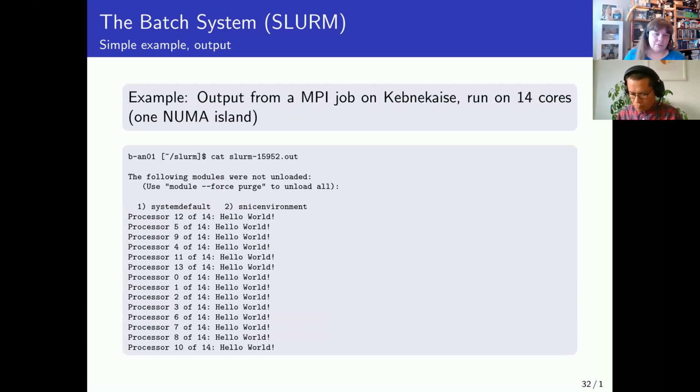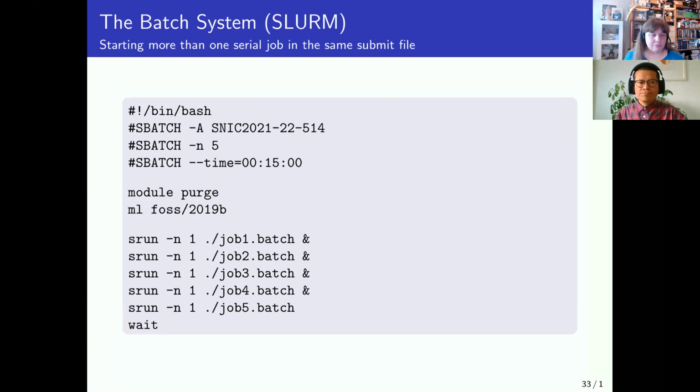And now our program has run, and let's see what it looks like in the output file. So I'm using cat. And then it looks like this. Each of the processors said the hello world and is telling you which one it is. And as you can see, it's random. And it would be different if you ran it again, because you cannot control which one of the cores reports first in this way.